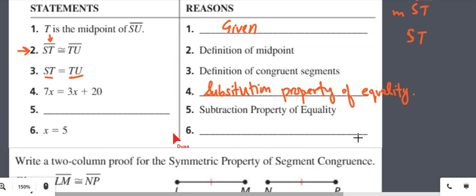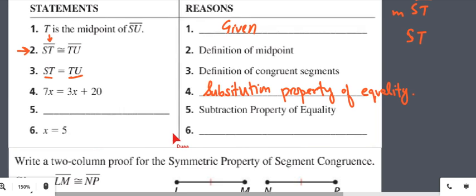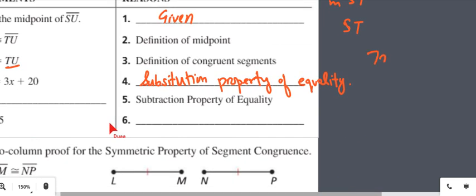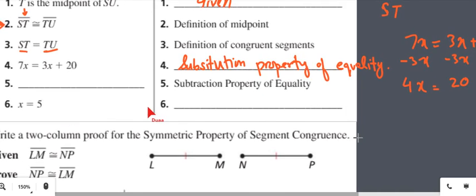And then we have to solve this equation now. How to solve it? I think it is very easy. 7x equals 3x plus 20. Let's subtract 3x from both sides. By subtracting 3x, we get 4x equals 20. I got this by using the subtraction property of equality, that 4x equals 20.